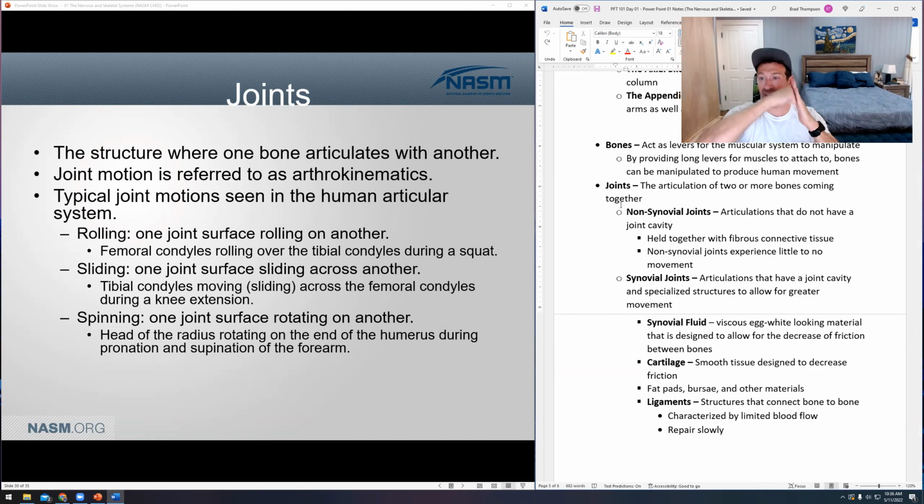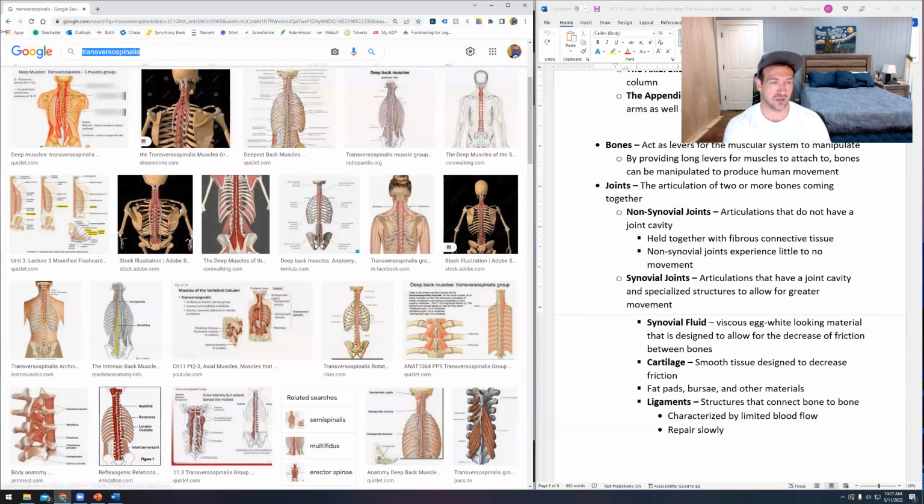You can also see a gliding action. So if I slide like that, right? And then sometimes we'll see a spinning action. So if I cupped around it like this and I spun around the axis, right? So those are the three main types of movements. Rolling, let's see if I can find.